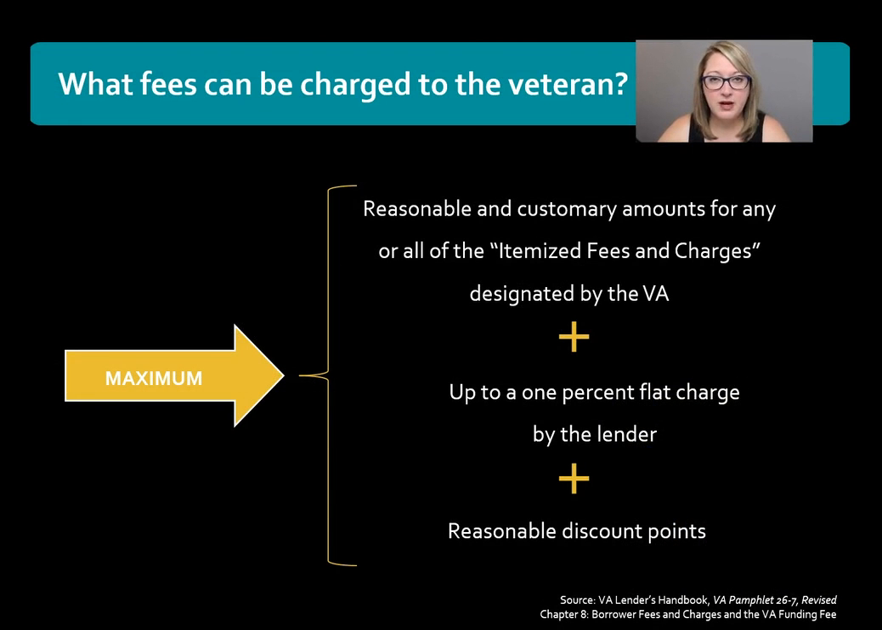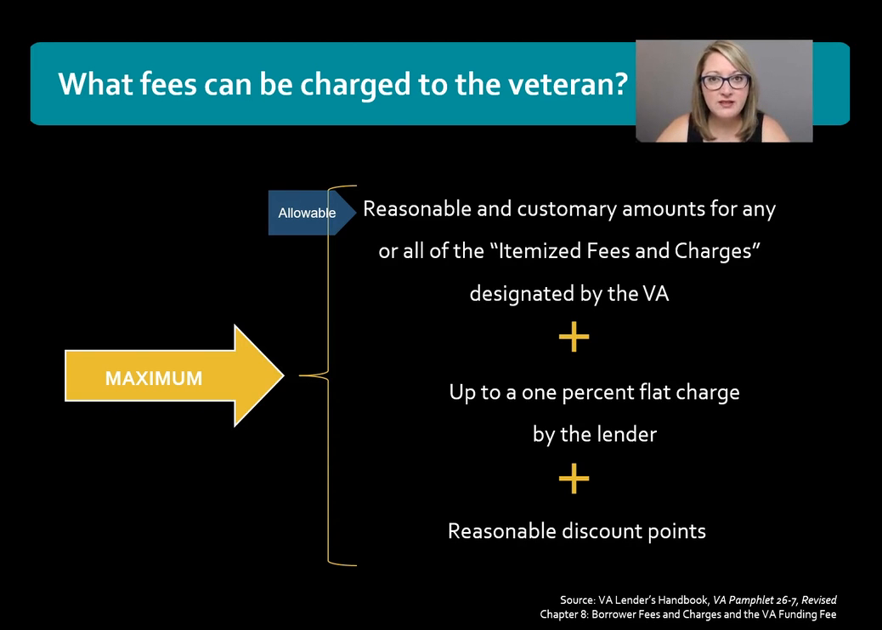So just as a reminder, when thinking about what fees can be charged to the veteran, the VA has set a maximum, and think of it as categories. There are 3 categories that fees are going to fall into. The first category is itemized fees and charges. The second category is fees that fall into the lender's flat charge, which is what we're going to cover next, and reasonable discount points. So these are the fees that can be charged to the veteran.